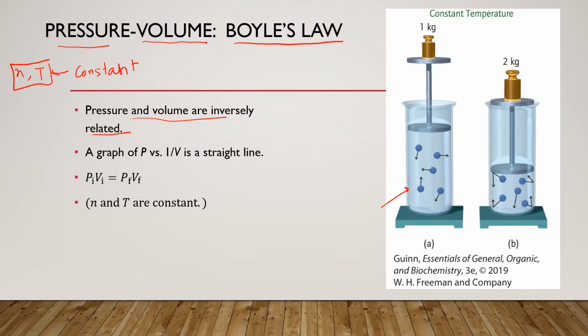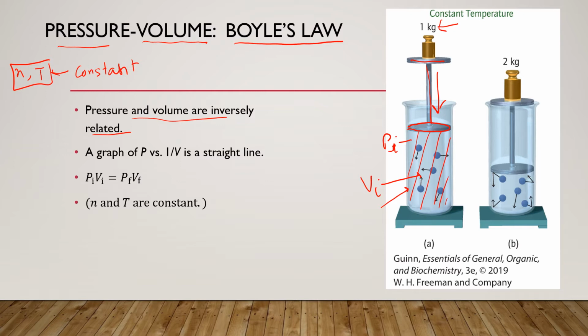So this gas has some pressure on it because it is connected to a movable piston, and the piston has some mass, and that mass is putting some pressure on it. So let's call this pressure P1, or PI, meaning initial pressure. And this gas under PI pressure is occupying this much space inside the container. So let's call this volume VI. VI means initial volume.